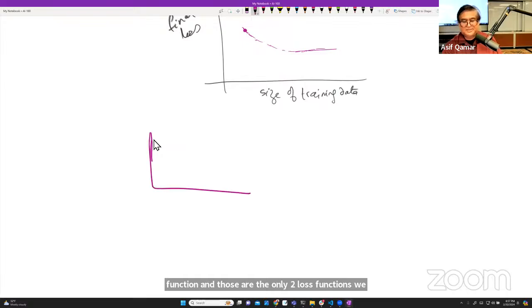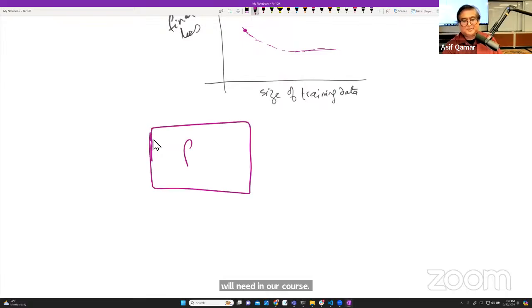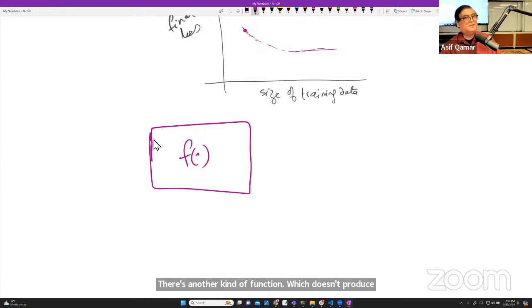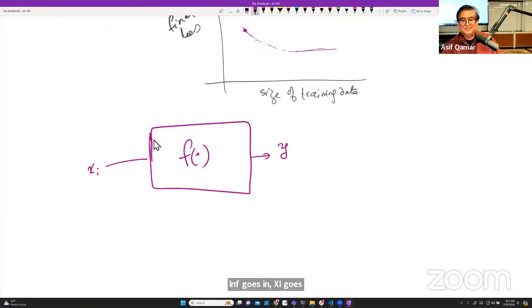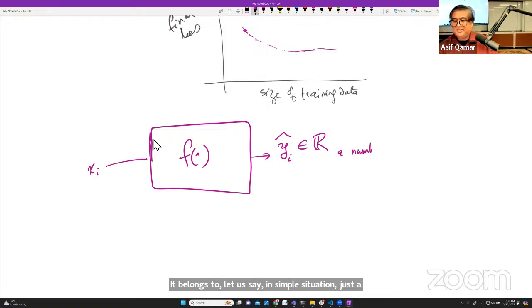There's another kind of function which doesn't produce probability. So imagine another neural network. Input goes in, xi goes in. It just produces a number, yi hat. Right? It belongs to, let us say, in a simple situation, just a number, a scalar. In reality, it could be a vector also, but let's keep it simple.